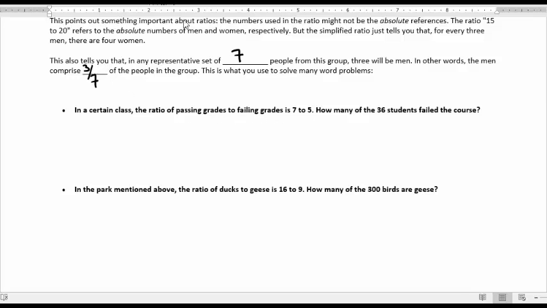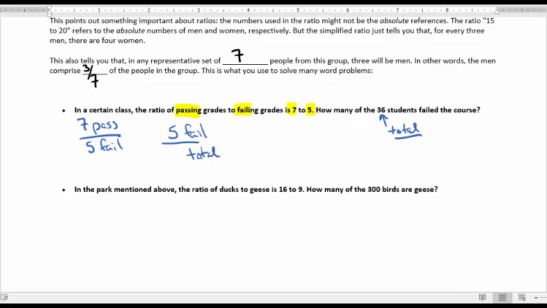So if the ratio of pass to fail is 7 to 5, how many of the 36 students failed the course, right? So this is actually total, right? So if I know the ratio of pass to fail is 7 pass to 5 fail, what is actually the ratio of fail to the total, right? Well, I know that 5 failed, so that's going to stay the same.